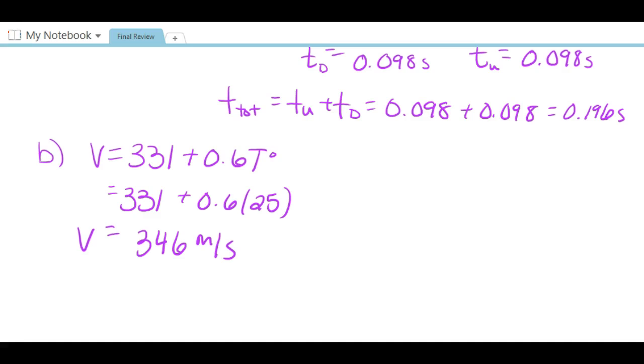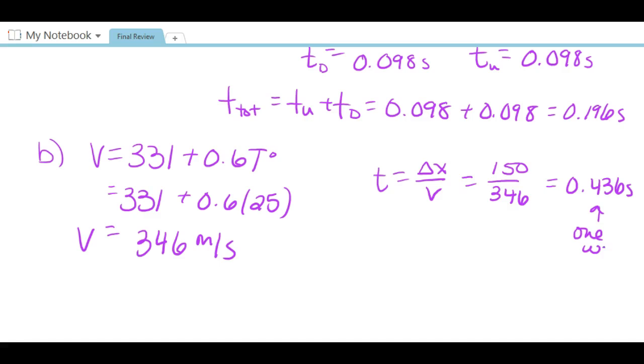So since the sound, again, is constant, it's going to travel a one-way distance of 150. So we can use the same equation, delta x divided by v, and get 150 divided by the velocity to ultimately get a value of 0.436 seconds. And that time is the one-way time. So for 150 meters, it's going to take that much time.